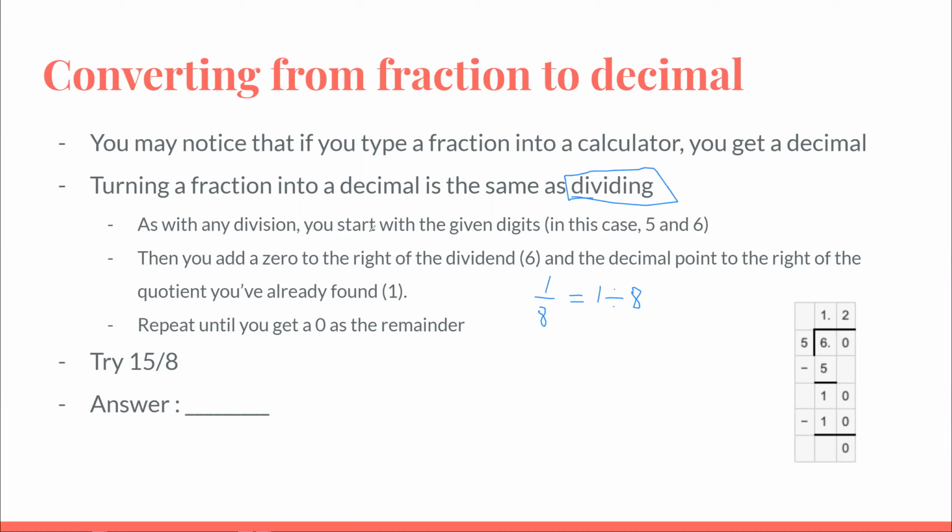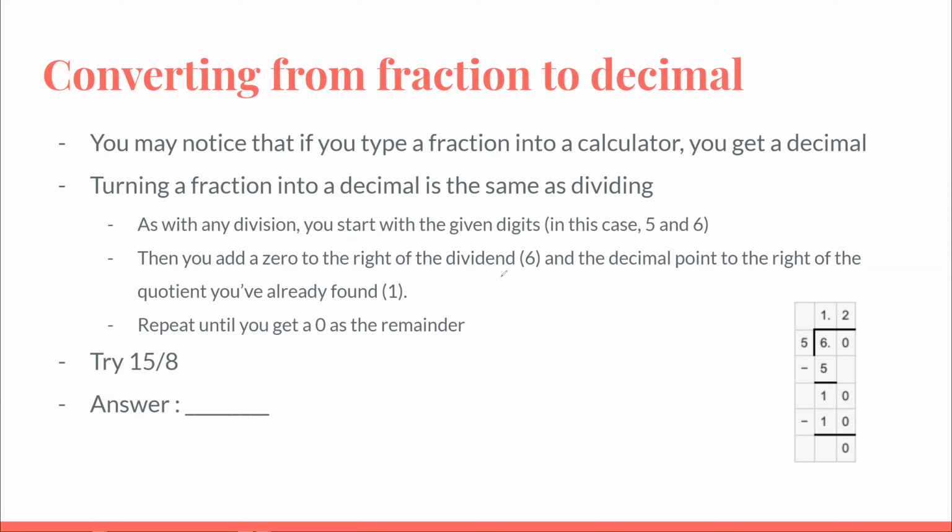All right, so as with any division, you start with the given digits, in this case 5 and 6. Then you add a 0 to the right of the dividend and the decimal point to the right of the quotient you've already found. Repeat until you get a 0 as the remainder. Let's run through this quick example right here: 15 divided by 8. 15 upon 8 is the same as saying 15 divided by 8.